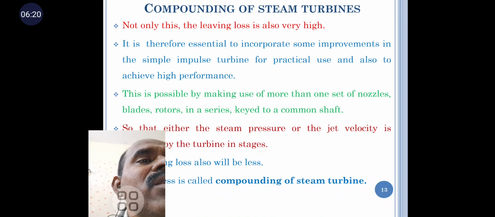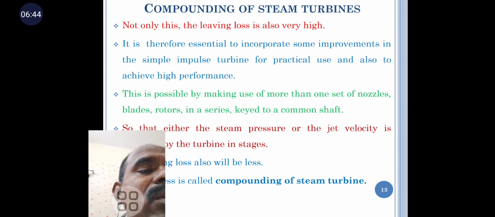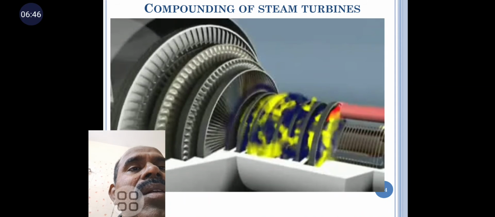Therefore, it is essential to incorporate improvements in the simple impulse turbine for practical use, to achieve higher performance. This is possible by using more than one set of nozzles, blades and rotors in series on a common shaft. Either steam pressure or jet velocity is reduced in stages, so the losses are also reduced. This process is called compounding of steam turbine. The diagram shows the compounding of steam turbine, with the number of stages.